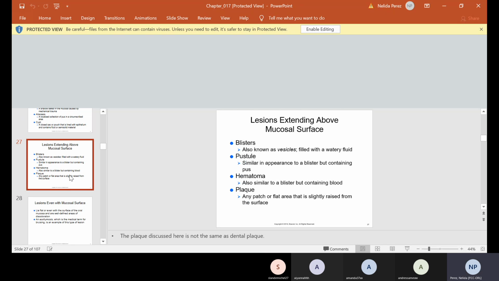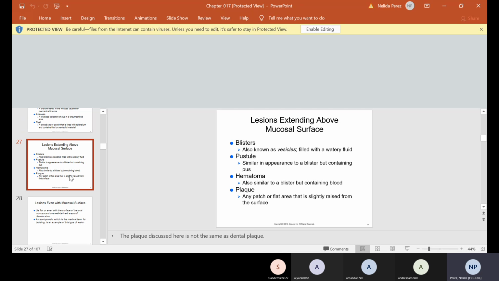Now, lesions that are above the mucosal surface would be like a blister. Well, we've all gotten blisters, right, on our feet. Well, you can get blisters in your mouth and they're filled with fluid, okay? Some people also call them vesicles. You may get something called a pustule. It's very similar in appearance to a blister, but it contains pus.